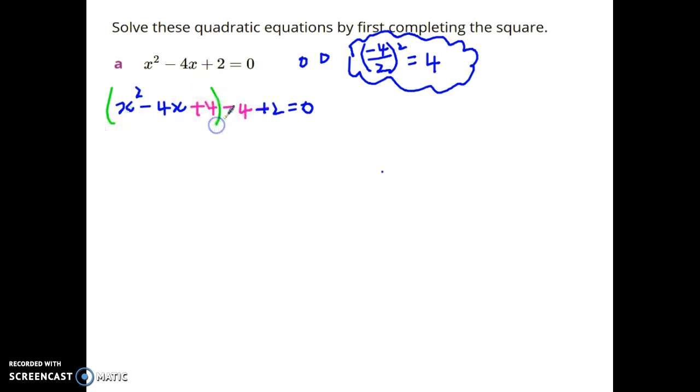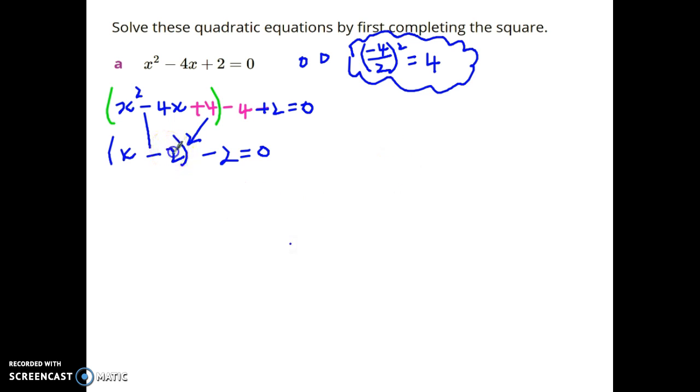I've now made a perfect square, so that becomes the square root of x squared is x, the square root of 4 is 2, and this sign goes in the middle here. So x minus 2 all squared. Minus 4 plus 2 is minus 2 equals 0. So I've completed the square here.